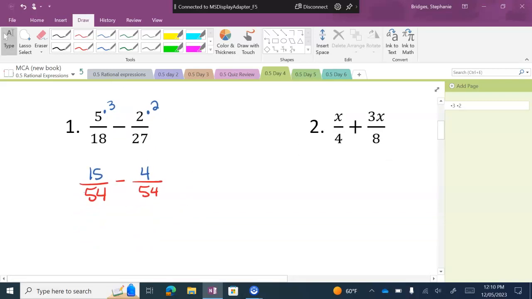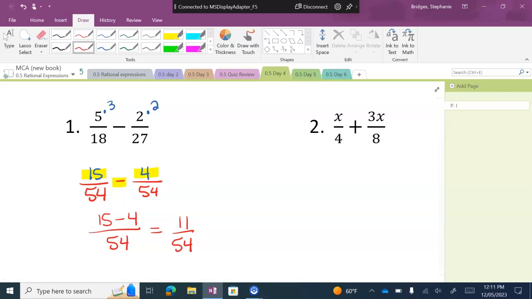All right, so then what I can do is I do what it actually tells me to, this numerator minus that numerator. So we're going to write it as one fraction, 15 minus 4, and it is over my common denominator of 54. And then can I actually do 15 minus 4? Yes, what is 15 minus 4? 11. That works as long as you know how to use your tool.